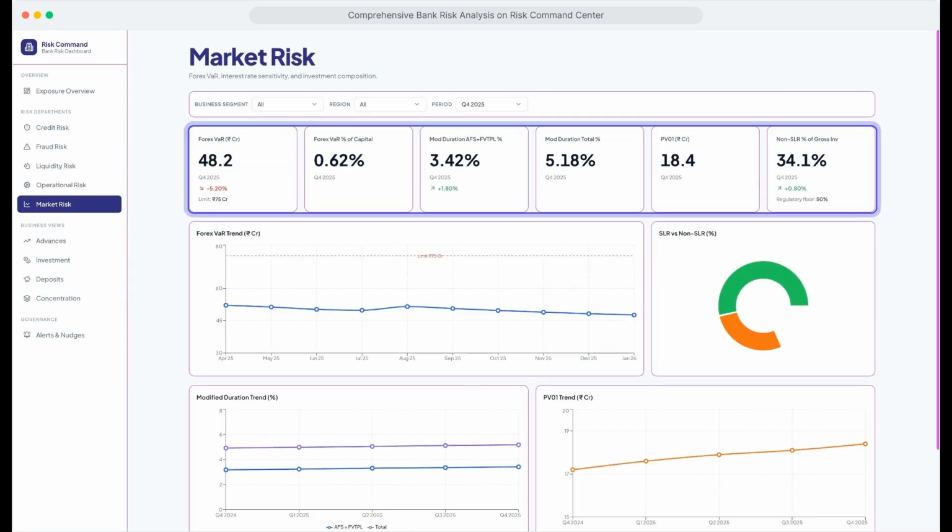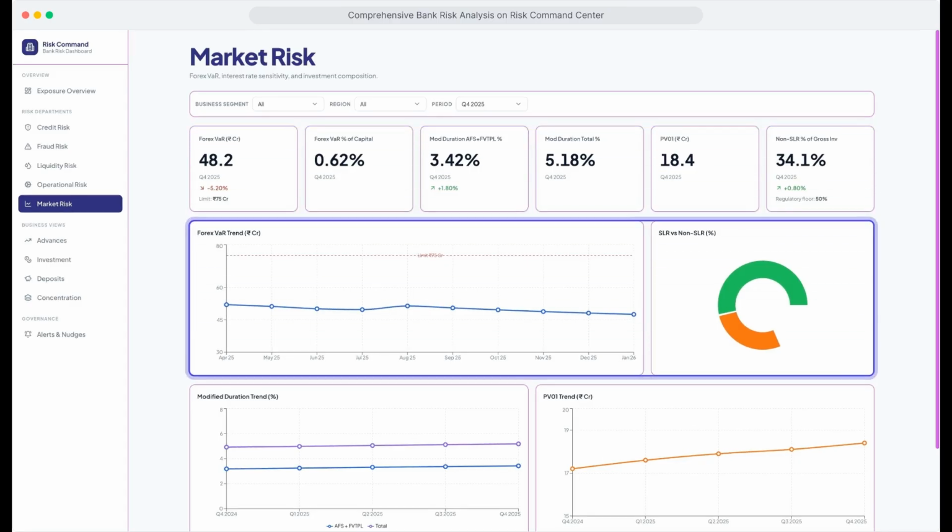The top cards show forex VAR as a percentage of capital, modified duration, PV01, and non-SLR exposure as a percentage of gross investments. These indicators help users understand whether market risk is within defined limits and whether the investment portfolio is becoming more sensitive to interest rate or forex movements.